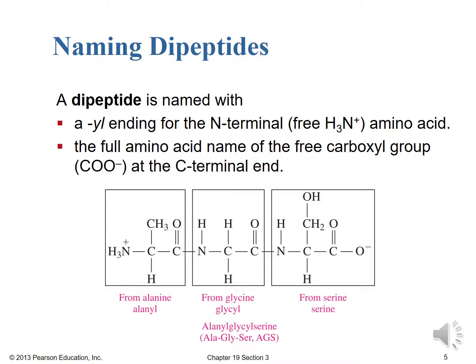We can also abbreviate it. We have 3-letter abbreviations and 1-letter abbreviations, and sometimes they're logical, like ALA for alanine, GLY for glycine, and SER for serine, or AGS as the 1-letter abbreviations. Sometimes they make almost no sense, as you'll see in a little while.